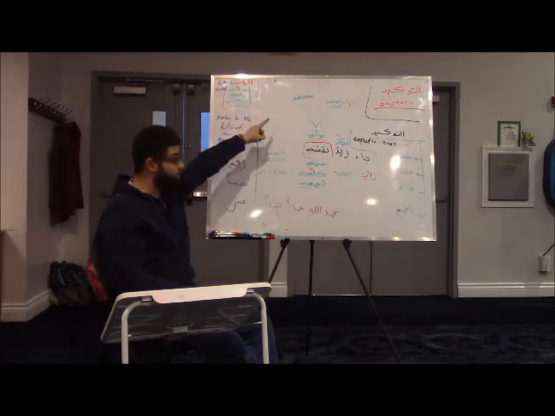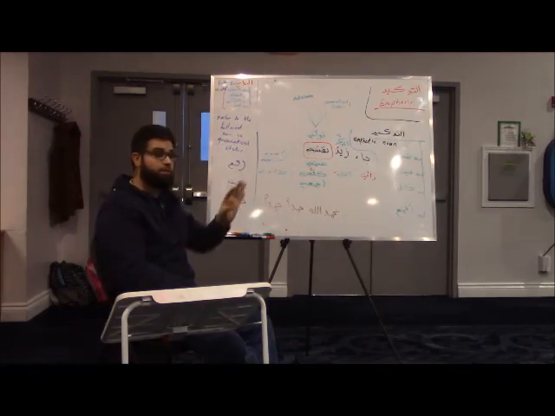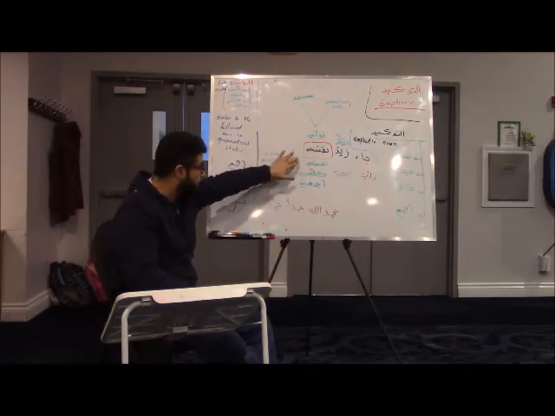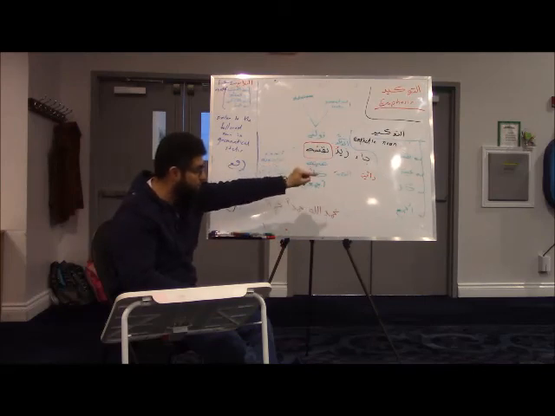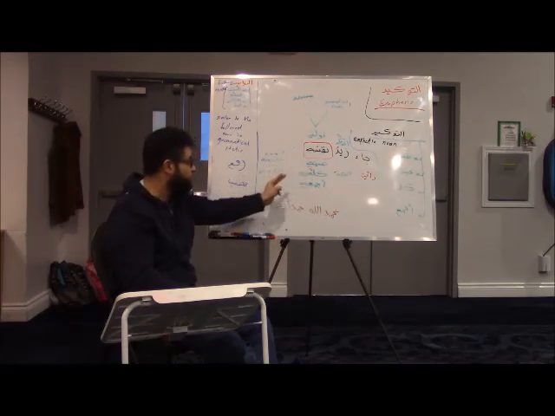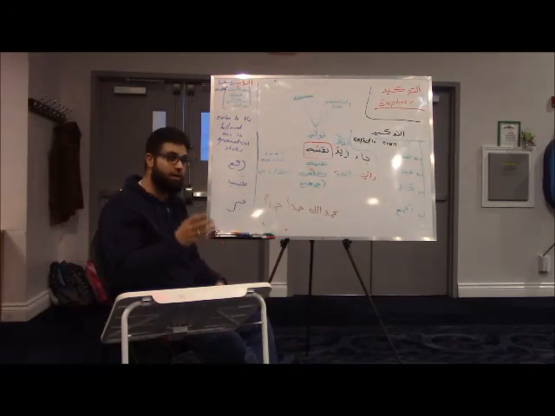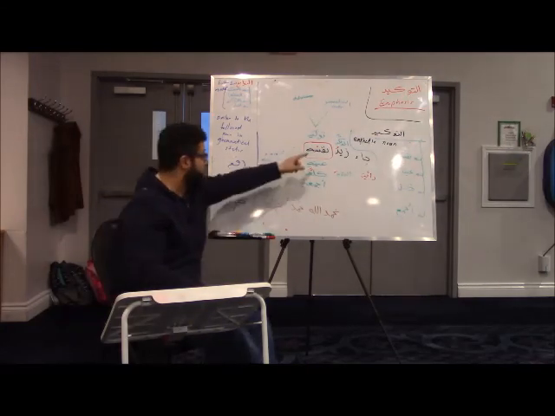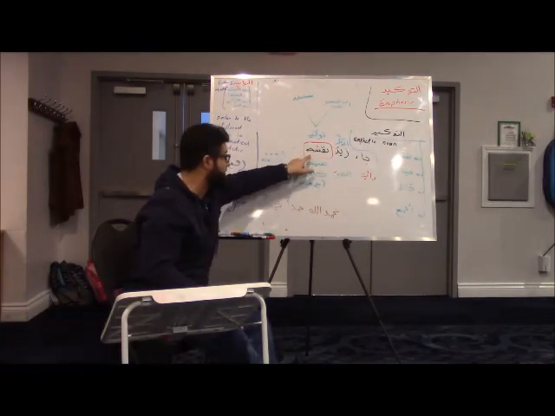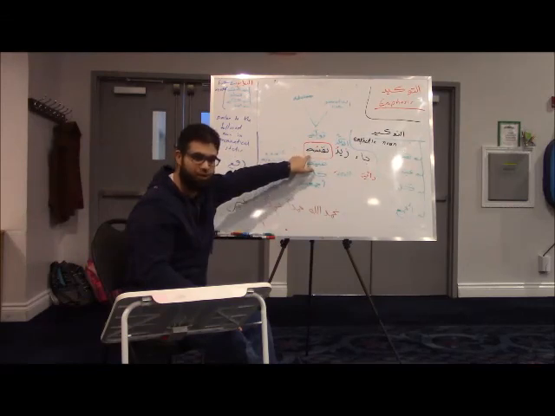Tawkid needs it to be also the same in definiteness, but tawkid only has 4 options of words. Nafs, ayn, kull, ajma'. Nafsuhu, aynuhu, kulluhu, or ajma'uhu. Or nafsuhum, aynuhum, ajma'una, or ajma'uhum, or kulluhum. So it has to be the same in the grammatical status, and it has to be the same in definiteness. Is it a definite noun? Then this has to be also definite by compounding it to a pronoun, as here in this example.